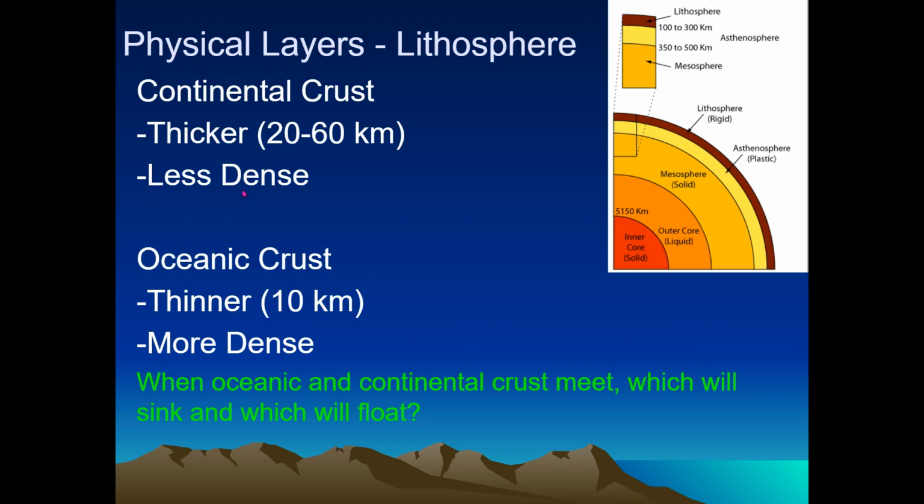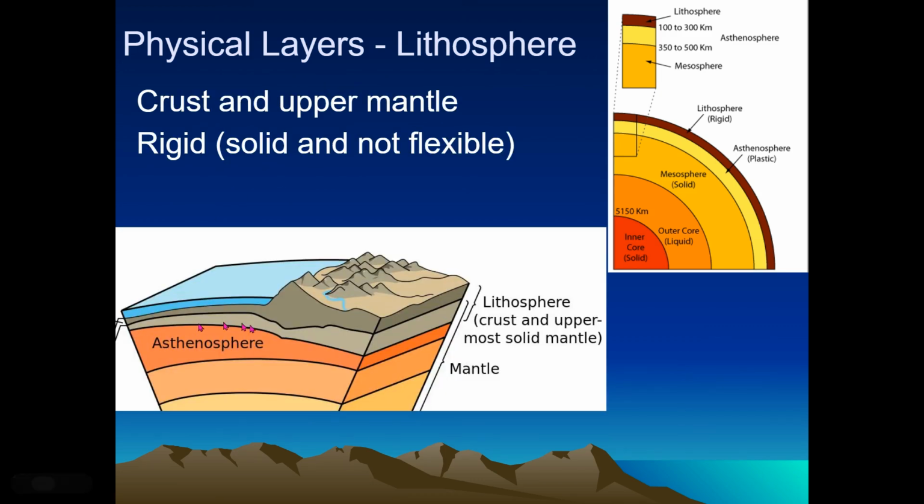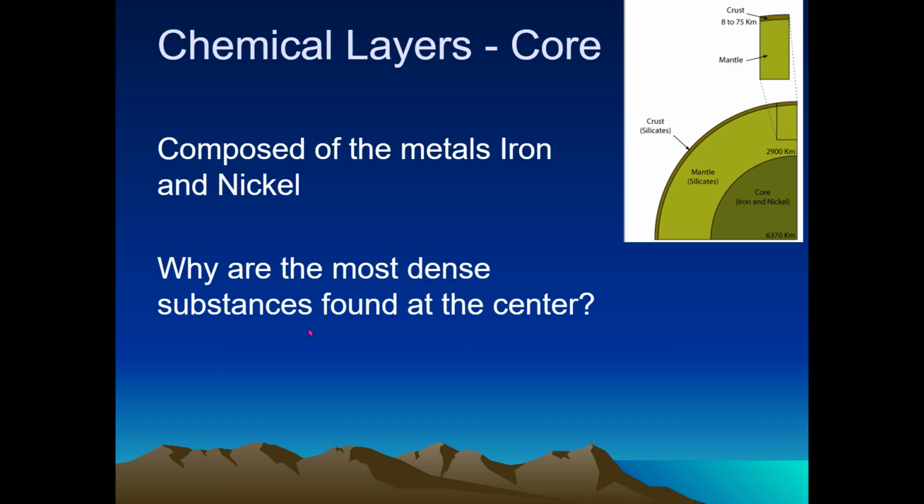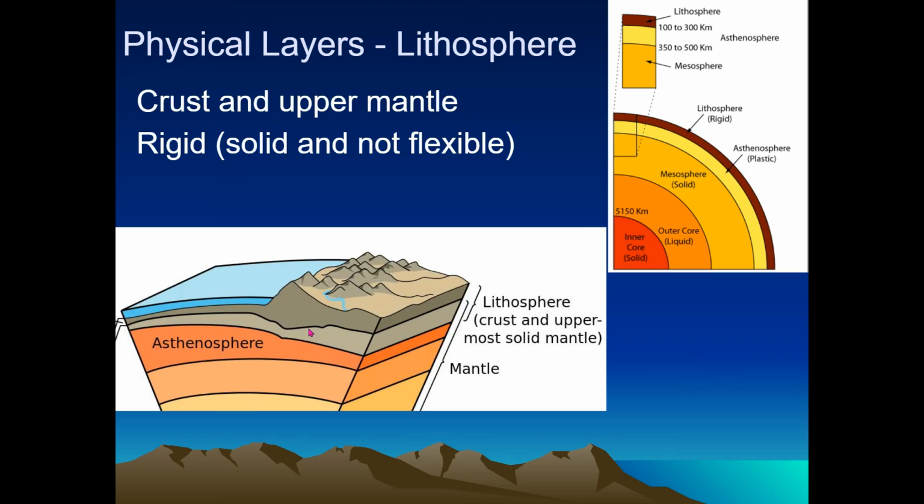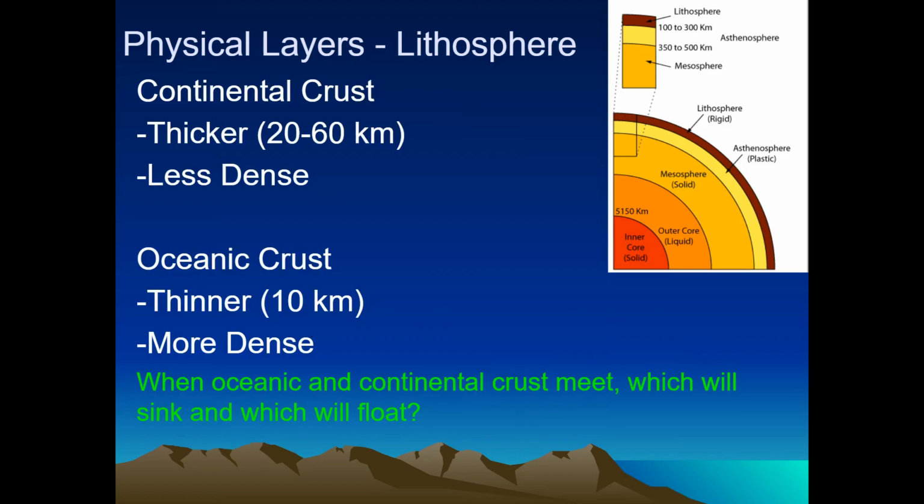And also, continental crust, because of its chemical composition, is less dense, and oceanic crust is more dense. Those mafic rocks, I'm jumping all around here. The mafic rocks that are in the oceanic crust are a little bit more dense than the felsic rocks that we find in the continental crust.